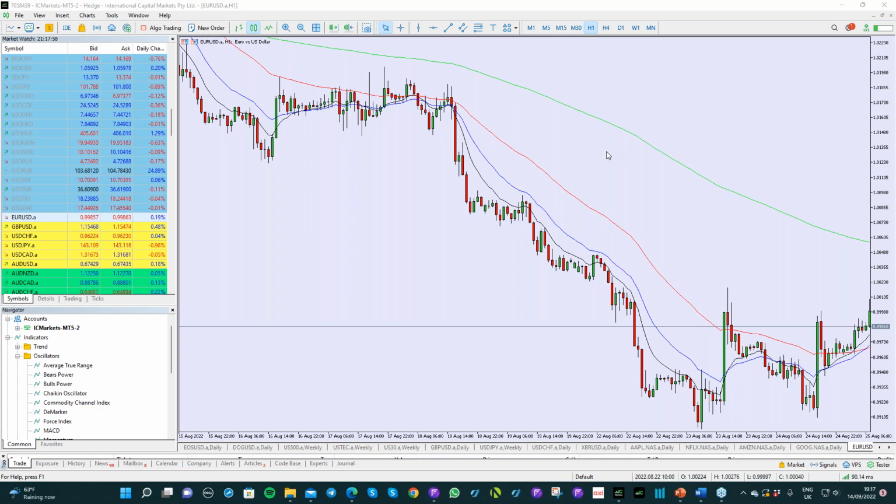So I hope that helps, and I suppose it gives you an insight of my preferred way of trading, where I very much like to wait for confirmation. I'm happy to miss the very top and the very bottom of the market in favour of waiting for confirmation that the market is moving in the direction that I want it to move in before I jump into any trades.